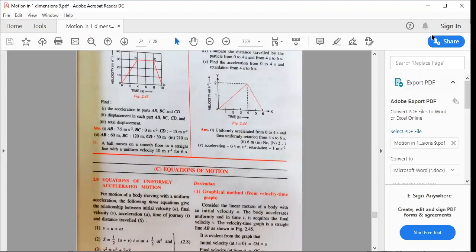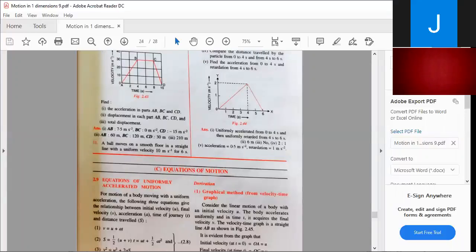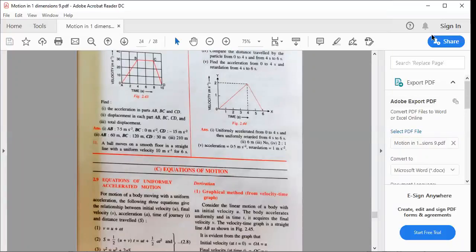So whatever we are going to study, the equations of motion, we are studying for uniform accelerated motion. You are going to study equations of variable accelerated motion in 11th standard. So don't ever think that these are the final equations, okay?